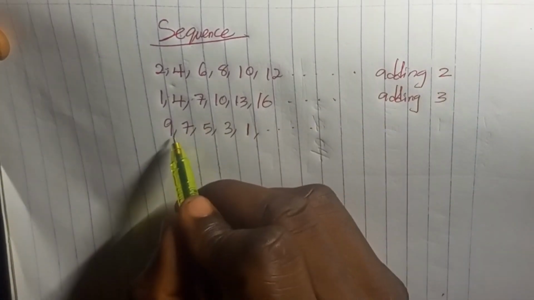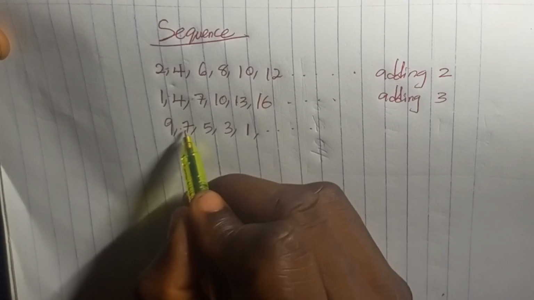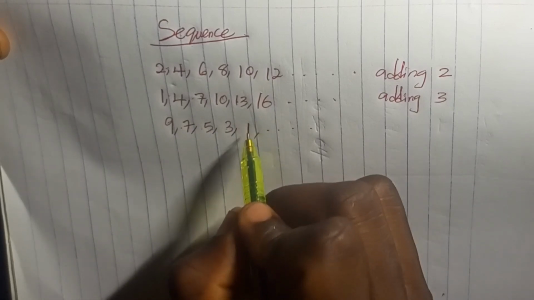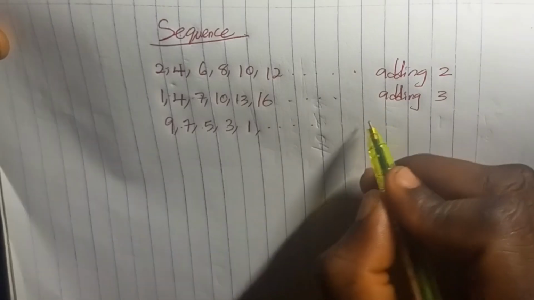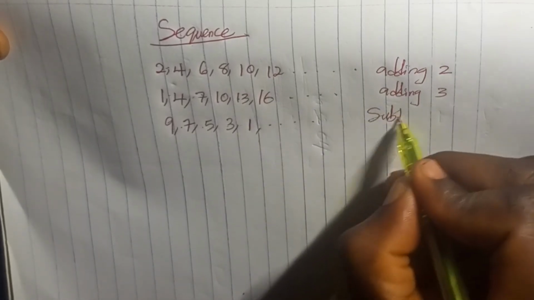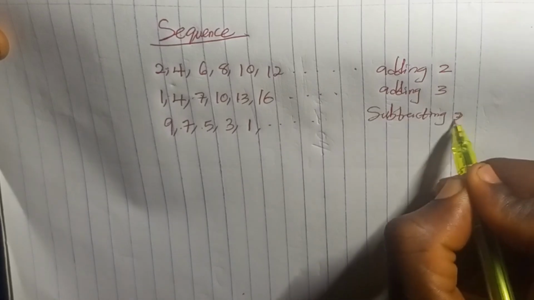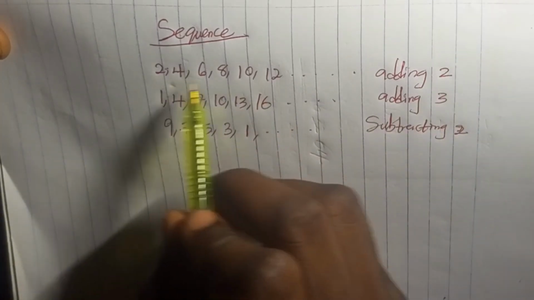Very good. Now take a look at 9 minus 2 is 7. 7 minus 2 is 5. 5 minus 2 is 3. 3 minus 2 is 1. 1 minus 2 is minus 1. It keeps going, right? What was I doing here? I was subtracting 2. Does it make sense?